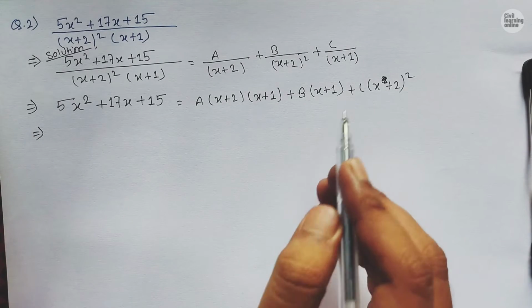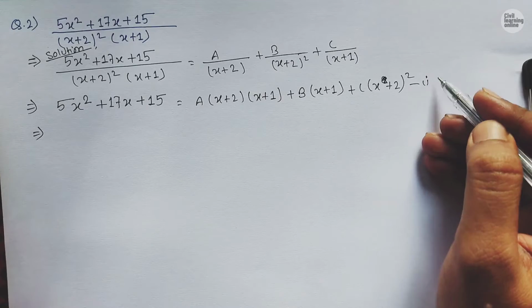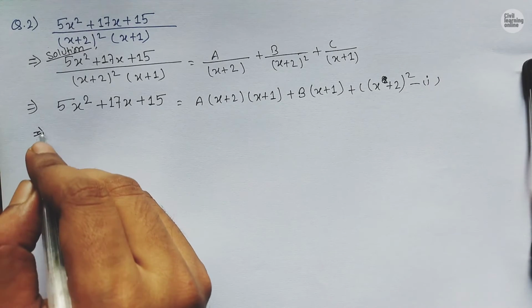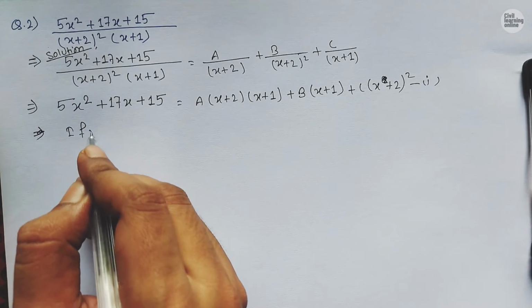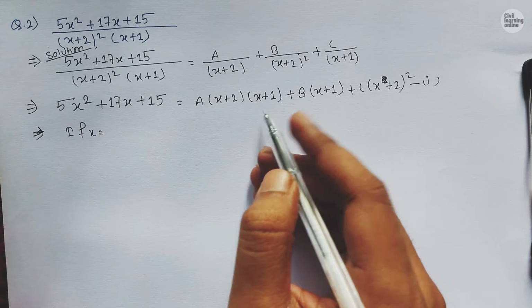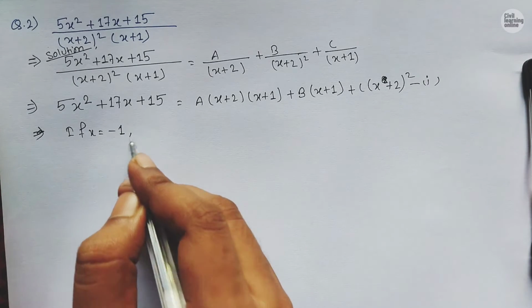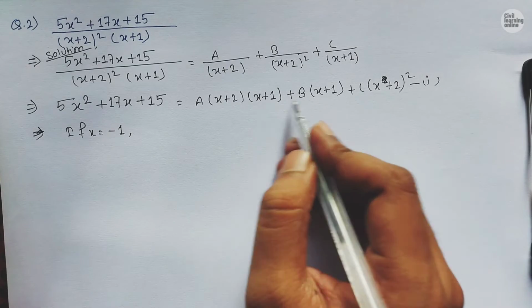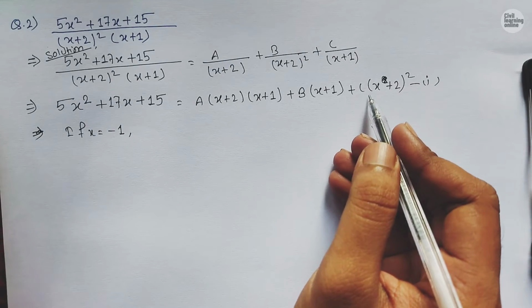So now we will again use the same step, and let this be equation 1. If we put x equals to minus 1, then this term will get cancelled out and we will be able to calculate the value of c.